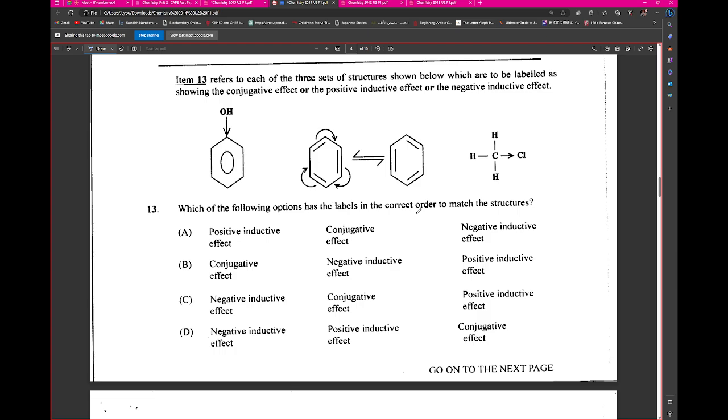All right, so what's happening for this? A. So it's going to be a positive inductive effect, and then we're going to have a negative inductive effect and then the conjugative effect. All right. That should be fine.